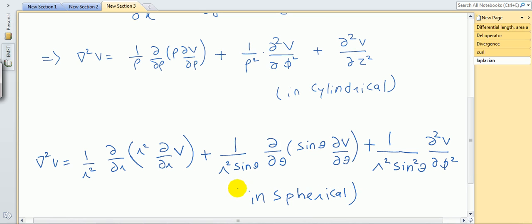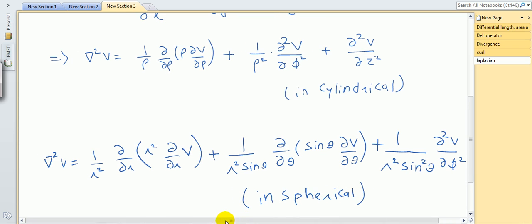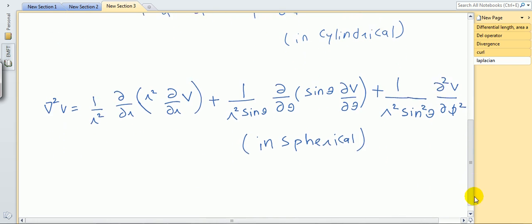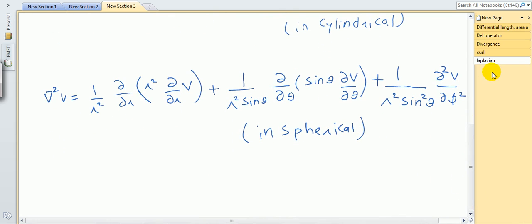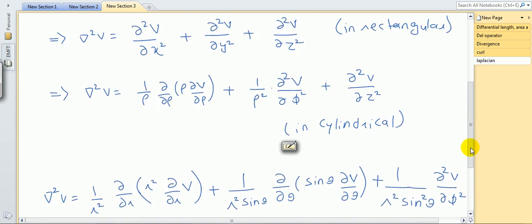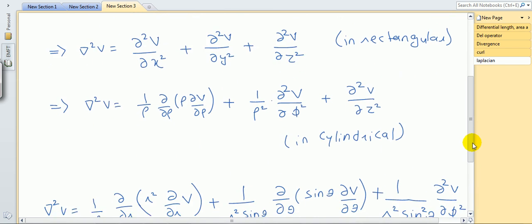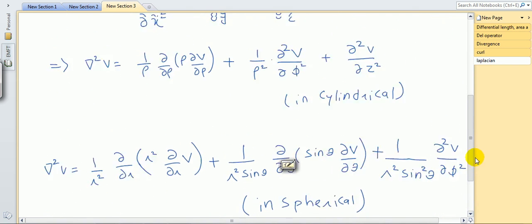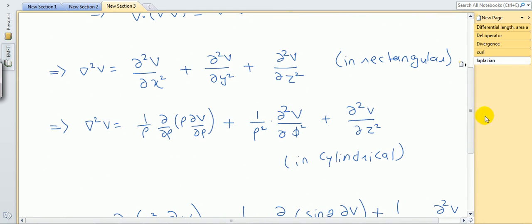So you have to remember these formulas to solve the problems which will come in the later stage of the electromagnetic field theory course. So these are the formulas for the Laplacian of a scalar in rectangular, in cylindrical, and in spherical coordinate system.